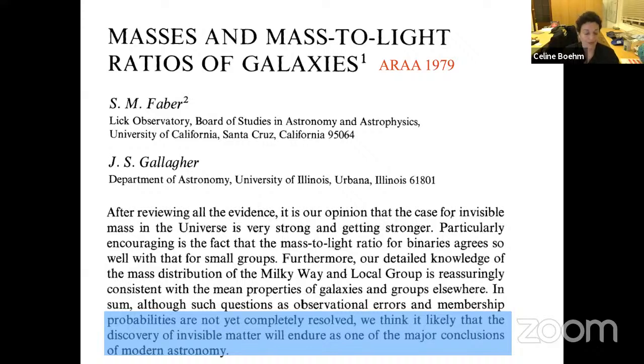Again, I will just read the part which is highlighted, but this was really where I think people stopped having doubts, and there was really the acceptance that there must be some form of dark matter in basically every structure in the universe. So they say, we think it is likely that the discovery of invisible matter will endure as one of the major conclusions of modern astronomy. So basically, there is something wrong.